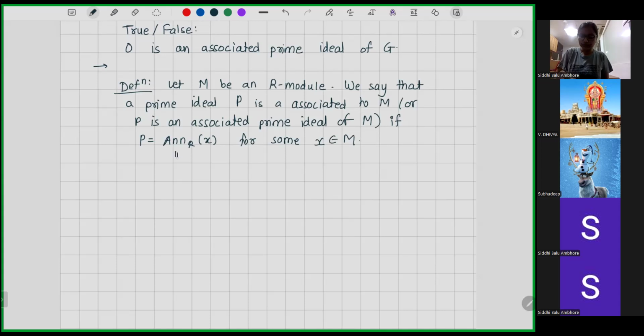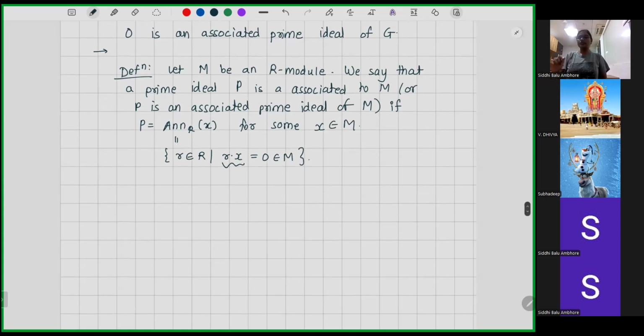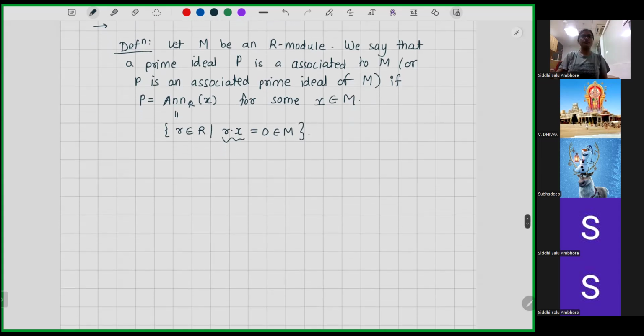So what is the annihilator? It is all those r in R such that r times x, this module multiplication, is 0, and this 0 is the 0 in M. So we are looking at annihilators of x in R. This is the definition of an associated prime.